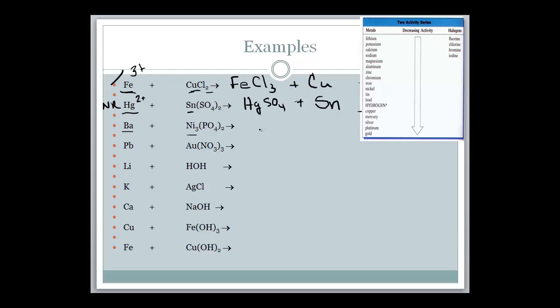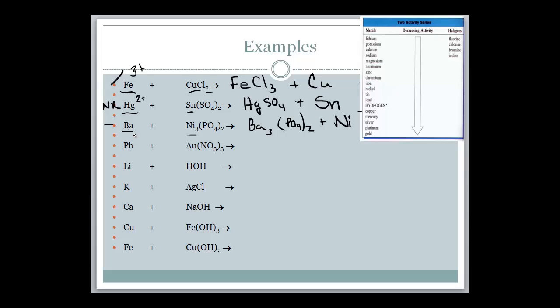Barium is going to replace nickel. Barium is 2 plus because it's in the second column. Phosphate plus the nickel. Now what you're going to see is that barium is not on our list. So we wouldn't be able to determine from this list if this reaction happens. So we'll just assume it does happen.